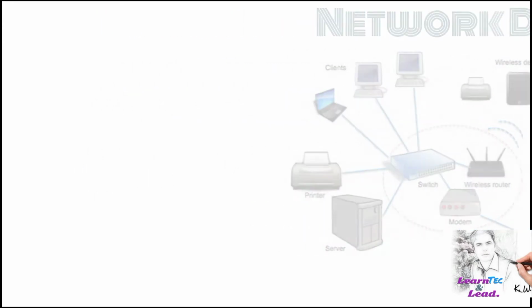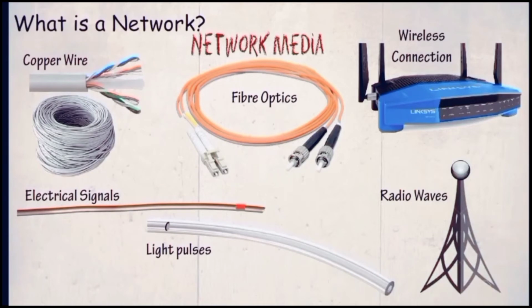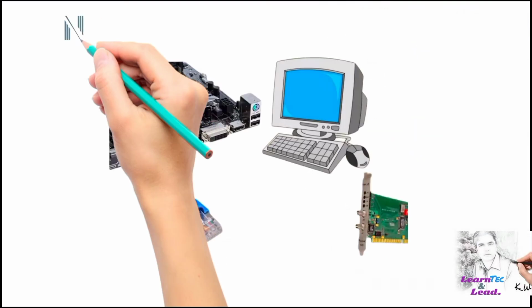The network devices must be connected to each other in some way. This connection can be in the form of copper wire communicating through electrical signals, fiber optic cables communicating through light pulses, or a wireless connection using radio waves. The cables or signals used to connect the host to the network is referred to as the network media.